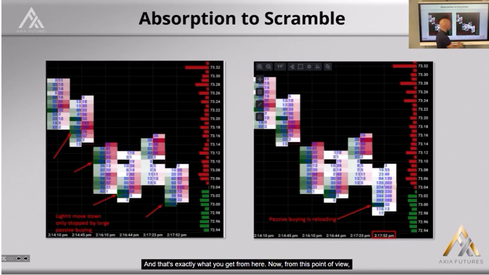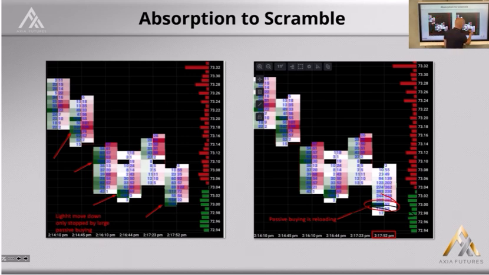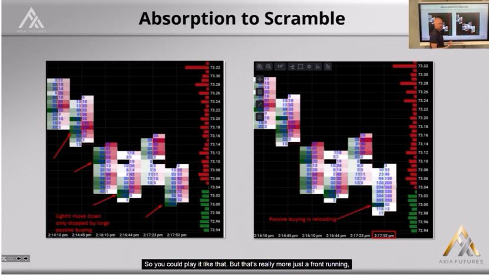Now, from this point of view, there's not an obvious scramble. You can't necessarily just say, oh yeah, I'm going to buy it here and look for the scramble, because if it doesn't materialize, market then goes straight back in the other direction, and will then break, you get caught out on a break through the low. Fine. So you could play it like that, but that's really more just front running a large order type trade, or front running an iceberg type trade.